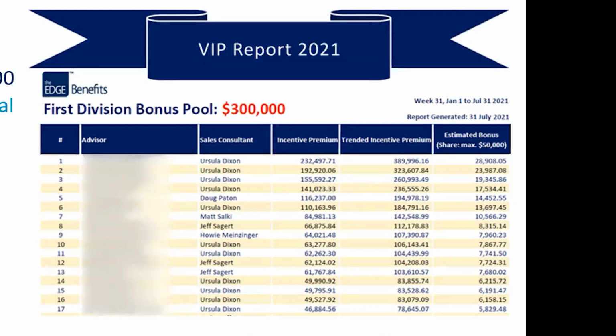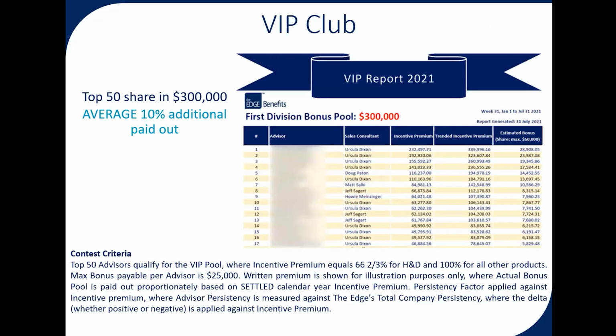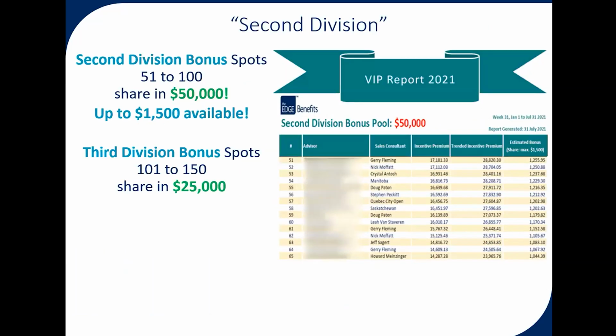So I've got 2 minutes here. We're going to wrap up because I know many of you need to get on to your next session. A couple of the programs that we offer, the advisor incentives. The first is our clubs. We have a first, second, third division club that pays out a bonus based on the pool. First division is $300,000 for the top 50 advisors. The amount that you'd receive of that 300 is proportionate to how much you wrote versus the other 49 advisors in the pool at the end of the calendar year.